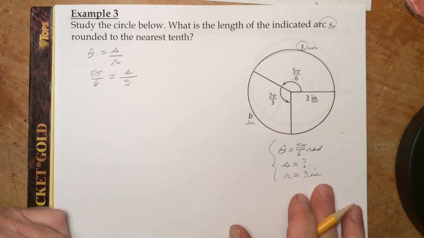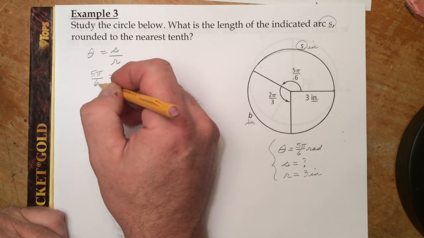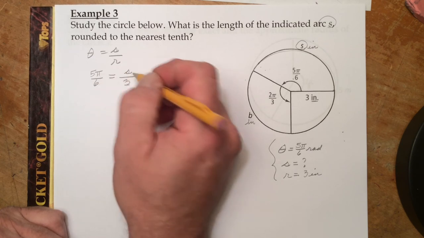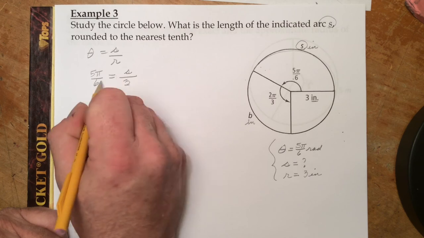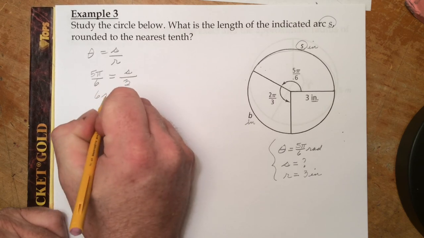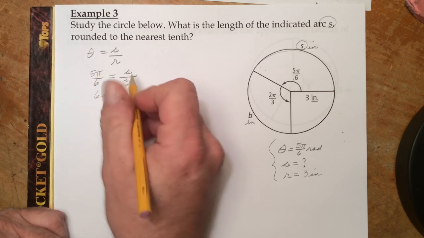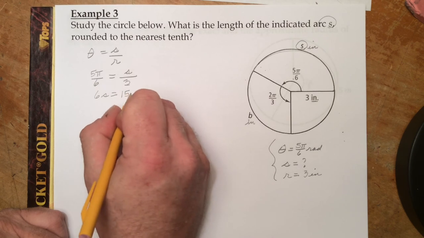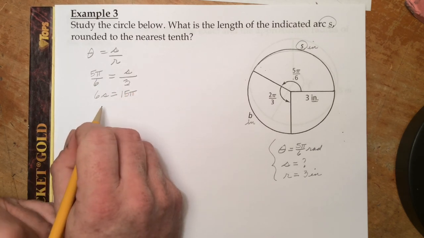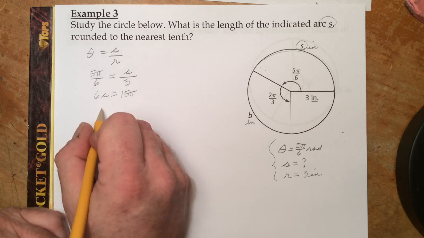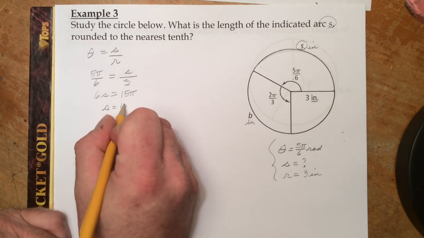And this one happened to produce a proportion. One ratio equals another ratio, so we can cross multiply or use cross products. Remember, we're solving for S, so 6 times S is 6S, and 5 pi times 3 is 15 pi. Then, to get S by itself, divide both sides by 6, and S is equal to 15 pi over 6.